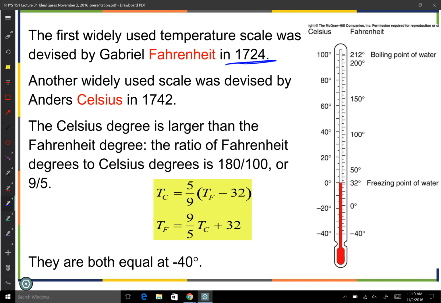So he chose 2 calibration points. And I am sure nobody knows exactly what those calibration points were, because I have like 3 different textbooks that give me 3 different answers.